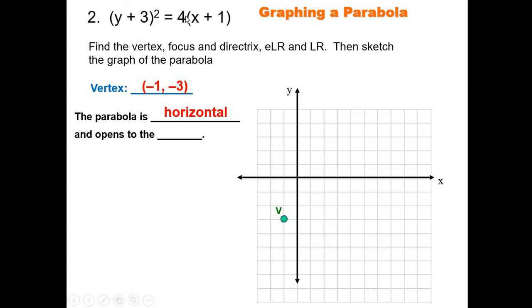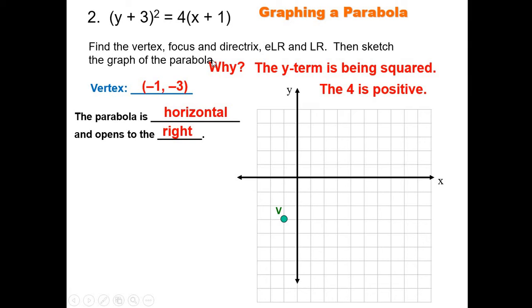Horizontal kasi makikita mo naman sa equation yun eh. Okay? Y is being squared and 4 is positive. So this is a parabola that opens to the right. Bakit horizontal? The y term is being squared and it opens to the right because 4 is positive. Yes. Now let's find A.